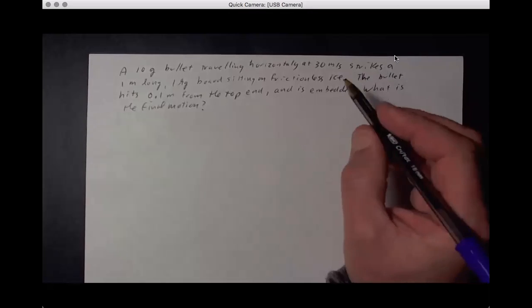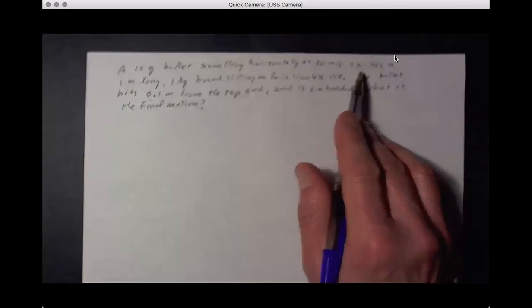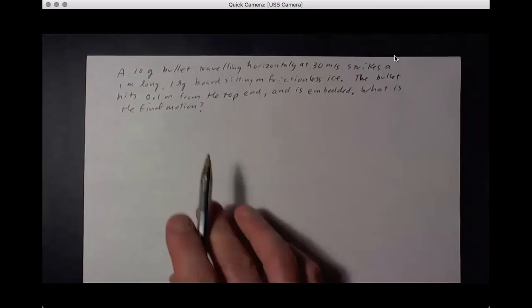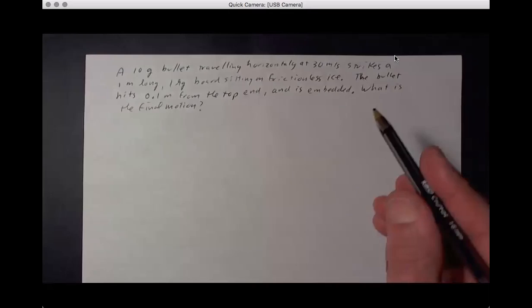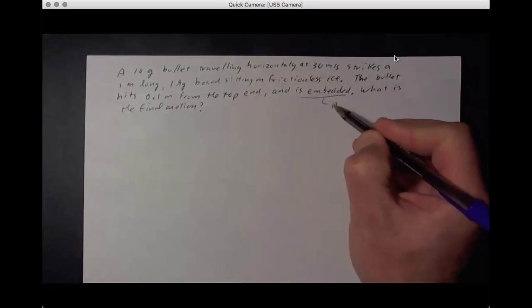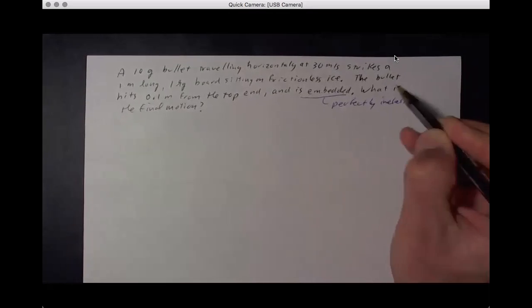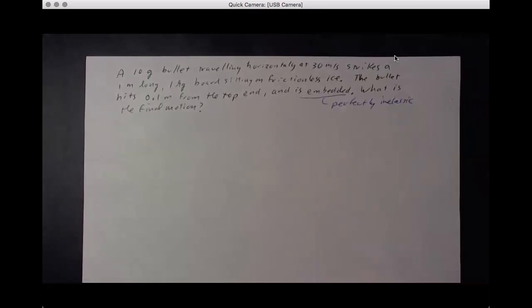So first of all, let's take a look at this problem here. Got a bullet going sideways. It strikes a board that's sitting on frictionless ice and hits near the top end and is embedded. So embedded means we have a perfectly inelastic collision. And so in the end, if you calculated the kinetic energy compared to the initial kinetic energy, so initial is just the bullet and final is going to be the system, then we should see that there's some loss in energy.